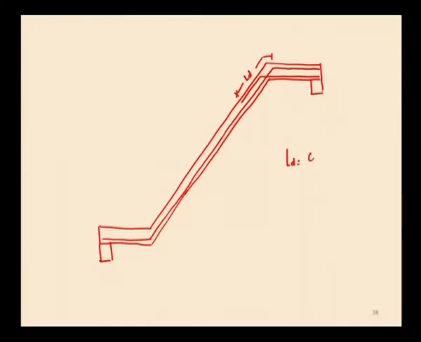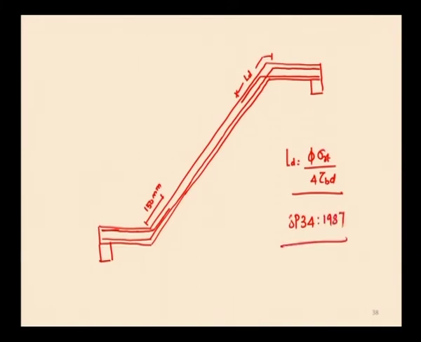So, LD is normally equal to pi sigma ST divided by 4 into tau BD, which we need to find out. And here also the same reinforcement, that is the main reinforcement, has to be extended into the base slab at the bottom for a distance of 150 mm. This is as per SP 34. We need to refer to SP 34 1987 for drawing the reinforcement detailing of the slab.